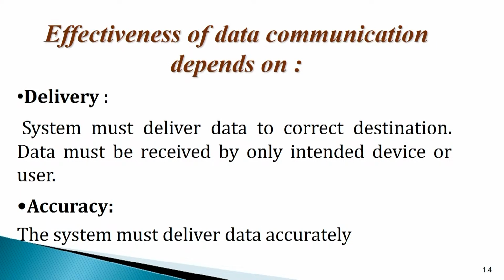Next is effectiveness of data communications. We will discuss how communication can be effective. What are the factors through which we can decide that communication is happening very effectively? So first concept is delivery, that the message should be delivered to the right destination. It should not reach some other destination. So data must be received only by the intended device or user for which it has to be sent. Obviously, when data is not sent to the accurate device, it is sent to some other device, then we can say that there is some fraud, there is some insecurity in our communication network.